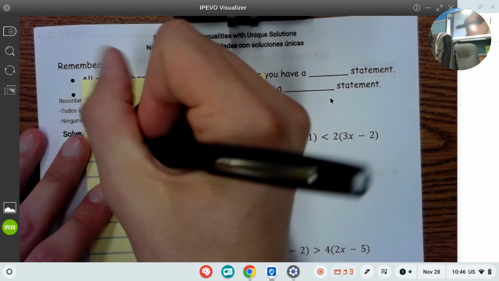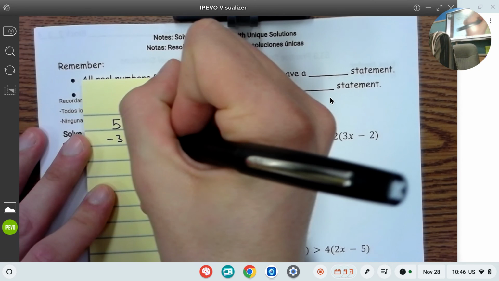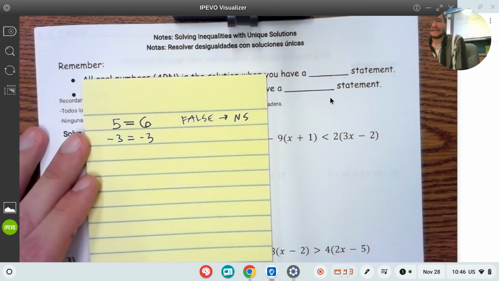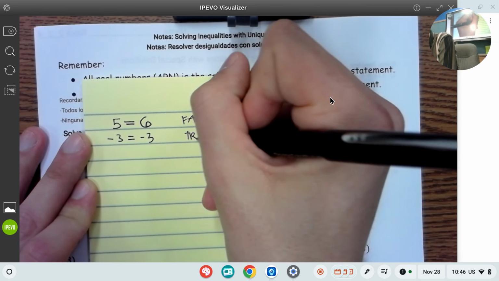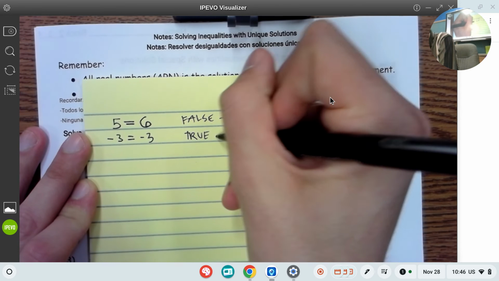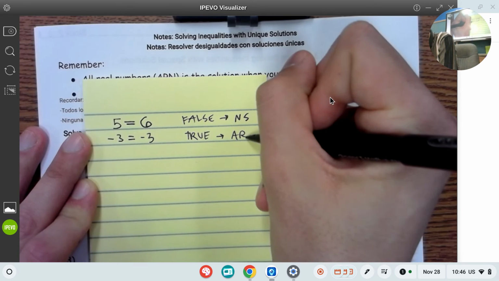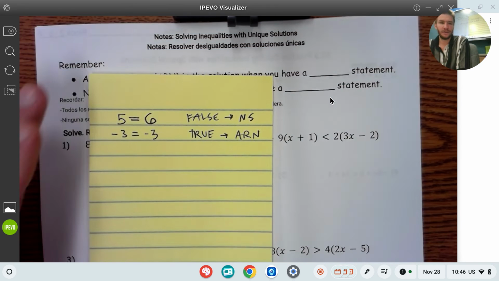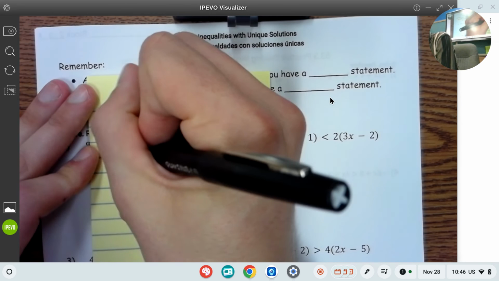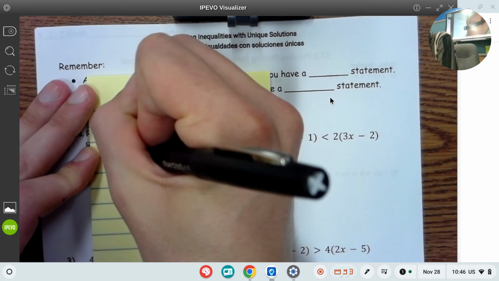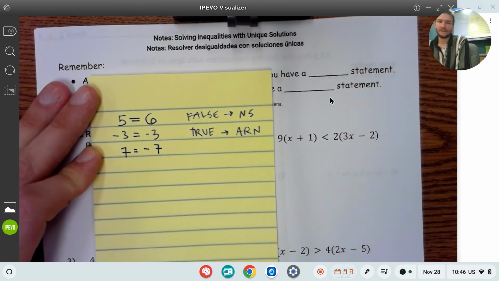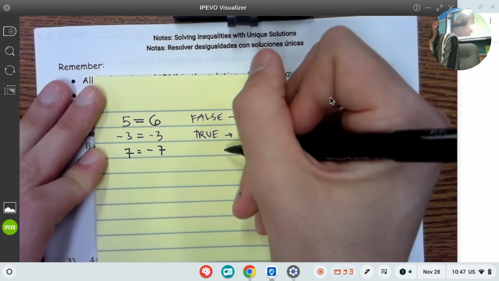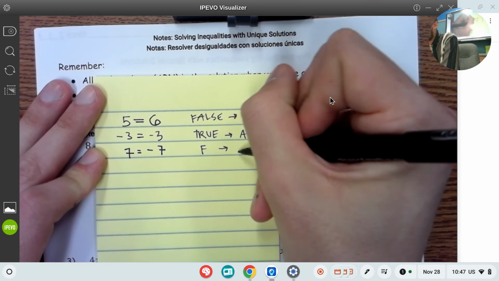We also did questions like -3 is equal to -3. Is that true or false? Yeah. That's true. And do you remember the 3 letters for true? Nice job. ARN. Again, more proof that we've already learned all this stuff before. What about a question like this? This was really about as tricky as it could get before. 7 equals -7. What do you think, true or false? That's going to be false, which is going to be NS.